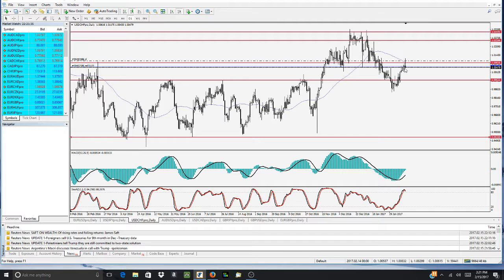So I just go back and forth, bouncing off of these. I don't like to trade breakthroughs or breakouts. I always like the resistance areas.